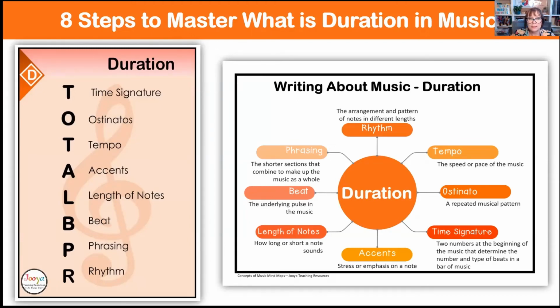So you can easily talk about the time signature, the types of rhythmic ostinatos, the tempo, the accents, the length of note, the beat, the phrasing, the rhythm, all in one piece of music. It doesn't matter what piece of music. You can talk about duration for any piece of music, okay? Anything. And again, that coloured mind map there is not in the freebie. The poster is, but that particular mind map isn't. It's the blank one, okay? But the poster is meant to help you fill out the actual mind map.